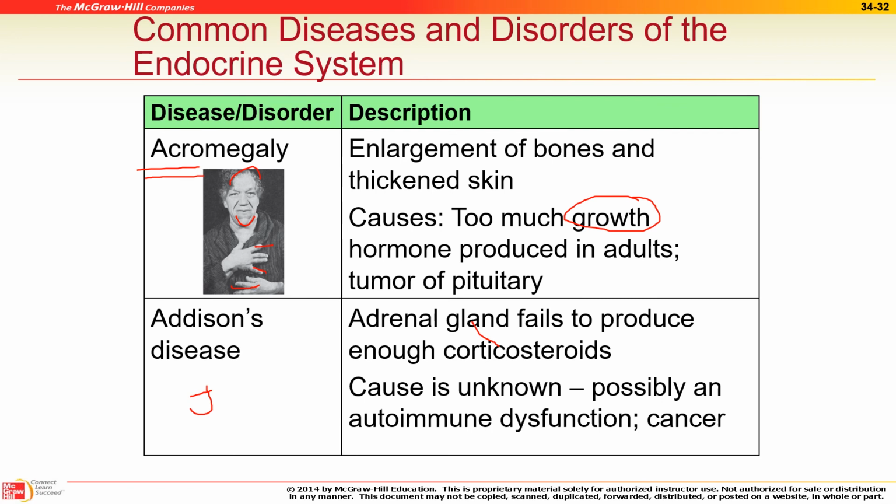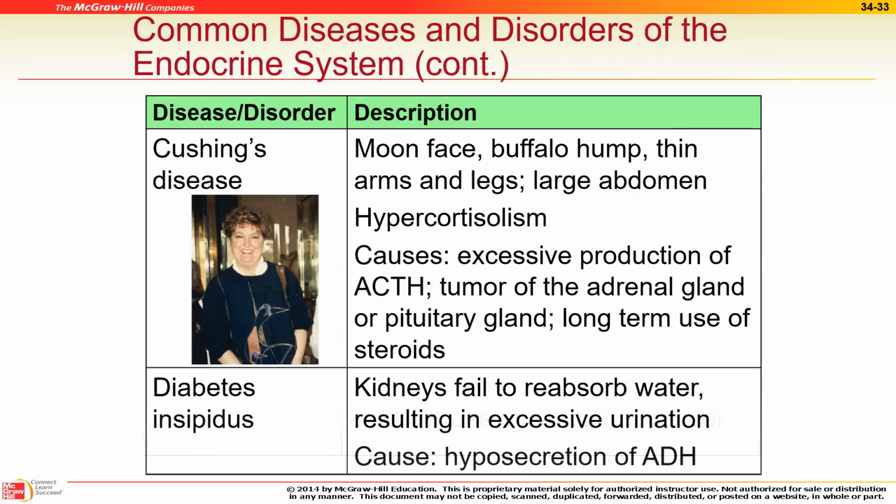Addison's disease. The puffiness of Addison's disease, or the puffiness in JFK's face, is due to failure to produce enough corticosteroids. So it's going to affect how your body metabolizes, in this case, the glucocorticoids. Cushing's disease. Here you have hypercortisol. So remember, you're going to get a lot of fat redistributing to the face, to the hump, the back of the neck.